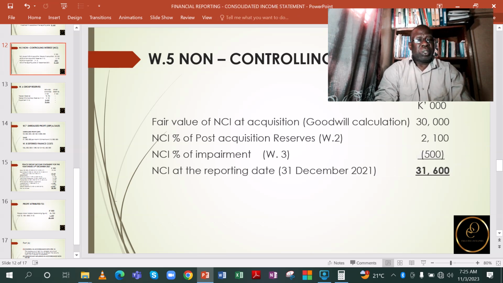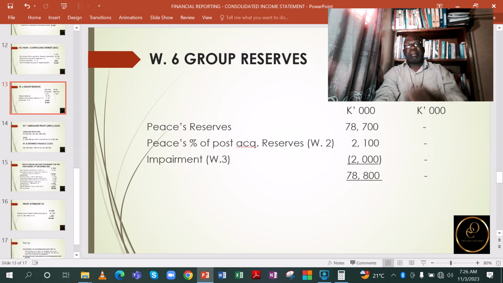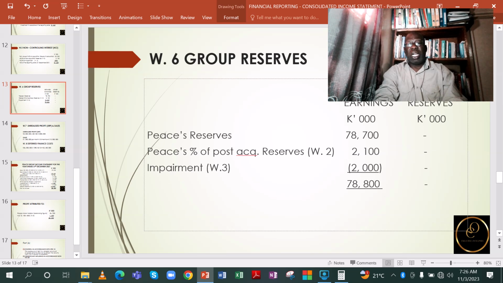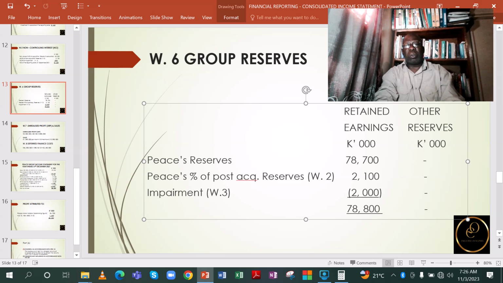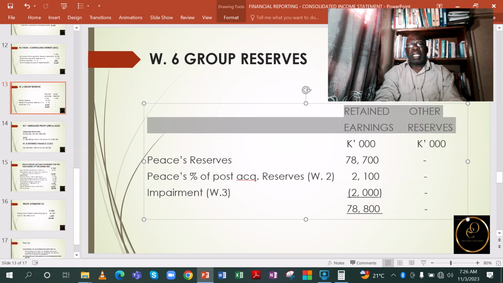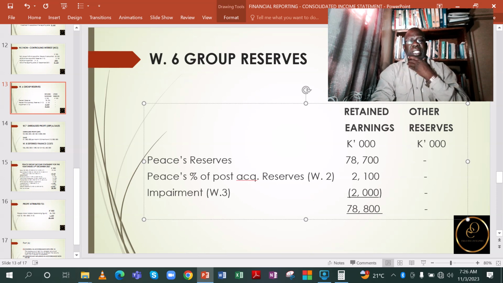I went also further to look at group reserves. Now, this is not necessary for the preparation of the income statement consolidation. It is most appropriate when you are doing the consolidation of the statement of financial position. But in any case, I came up with this just to show you how to deal with this particular case. You need to create two columns: a column for retained earnings and also other reserves.